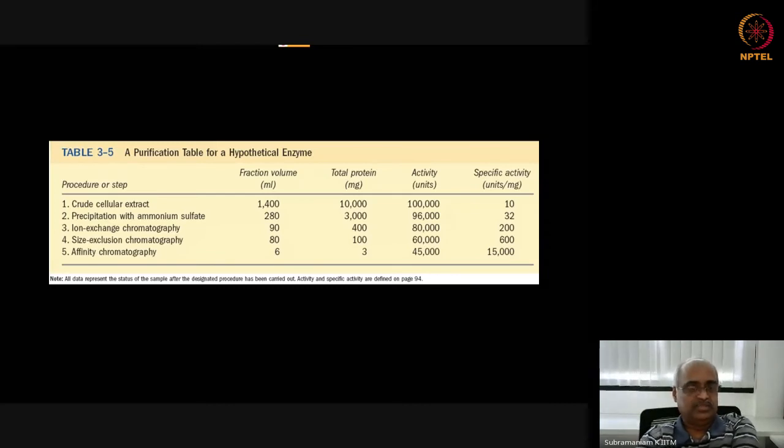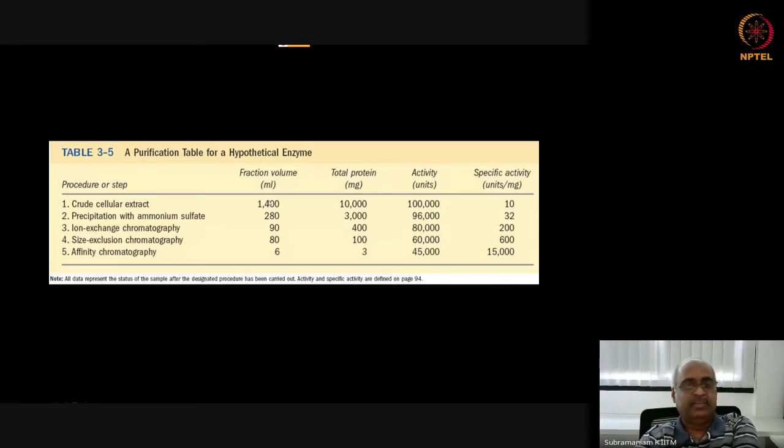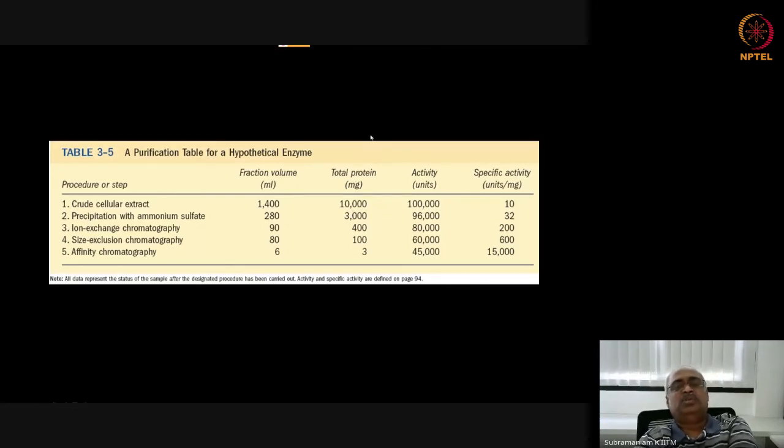So in the crude extract, let us say you are starting with 1.4 liters, and then you have about 10 grams of protein, and the entire amount of your protein is also part of the 10 grams, and you have, let us say, 100,000 units. When you divide by the number of milligrams of protein, then you get 10, meaning per milligram you have 10 units of your enzyme there.